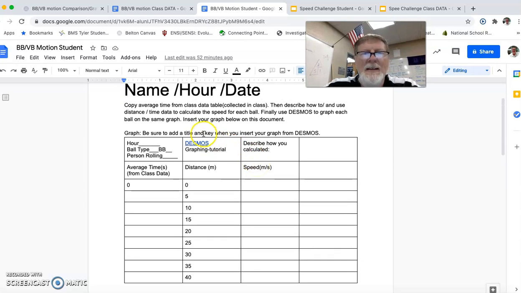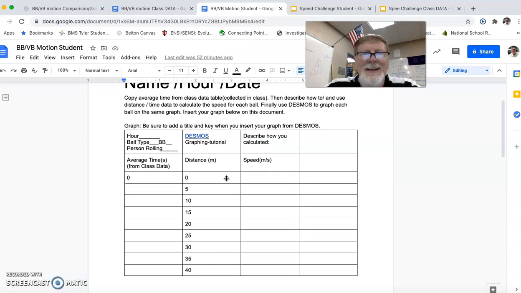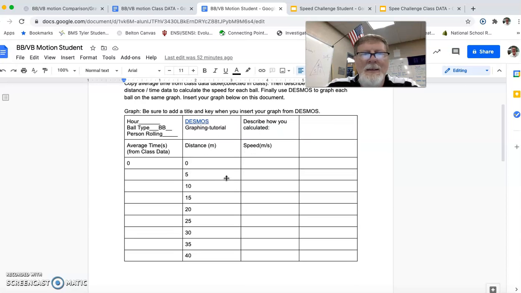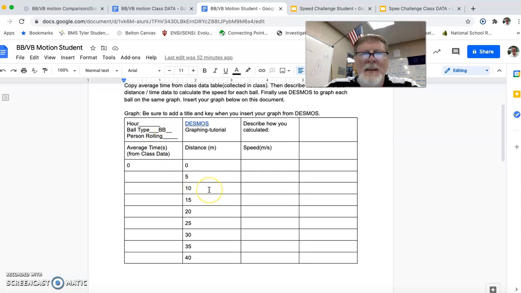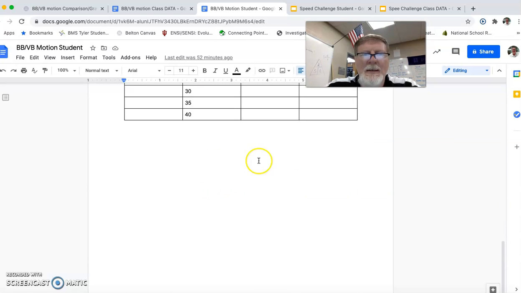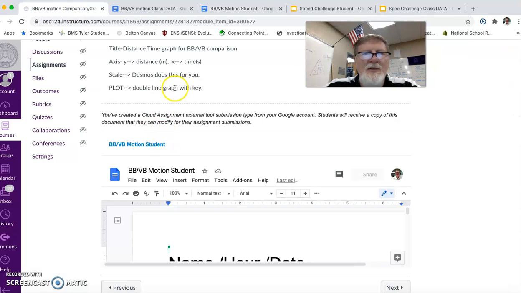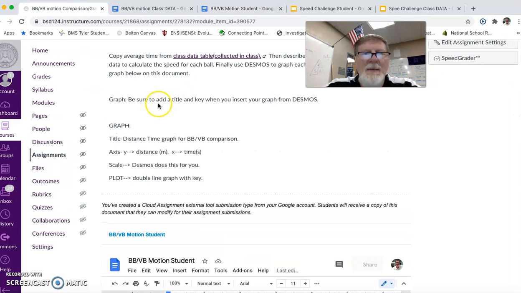Finally, you're going to use Desmos to graph these 2 data tables. So you'll have 2 lines on your graph, a line for each ball, one for the basketball and one for the volleyball. Then you'll insert your graph below your tables. Once you insert your graph, be sure that you come back and look at my notes about graphing. Be sure to add a title and a key when you insert your graphs.